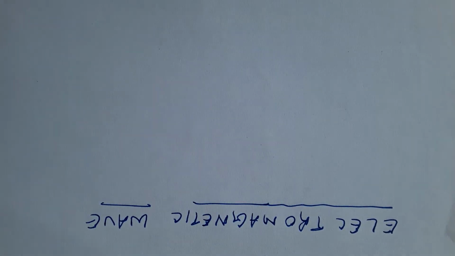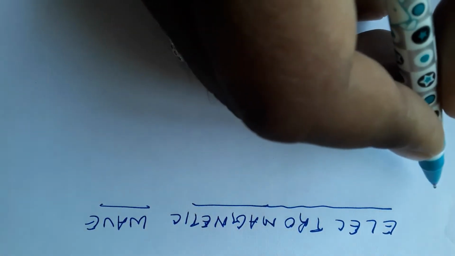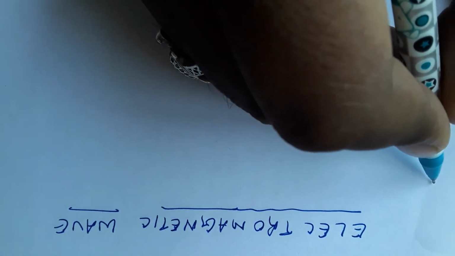Now we have the next unit, that is electromagnetic waves. It is of 3 marks according to the CBSE pattern. In electromagnetic waves we will study the spectrum. In the spectrum we have radio waves.